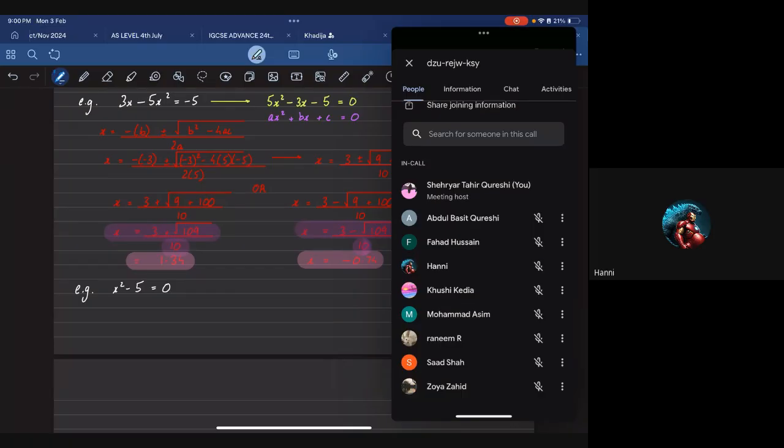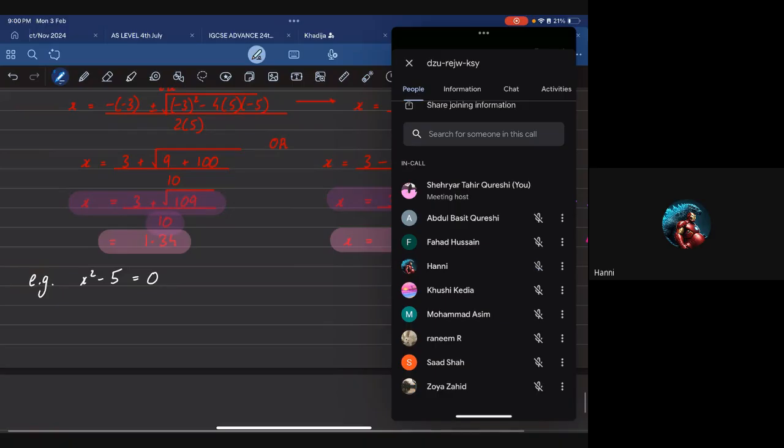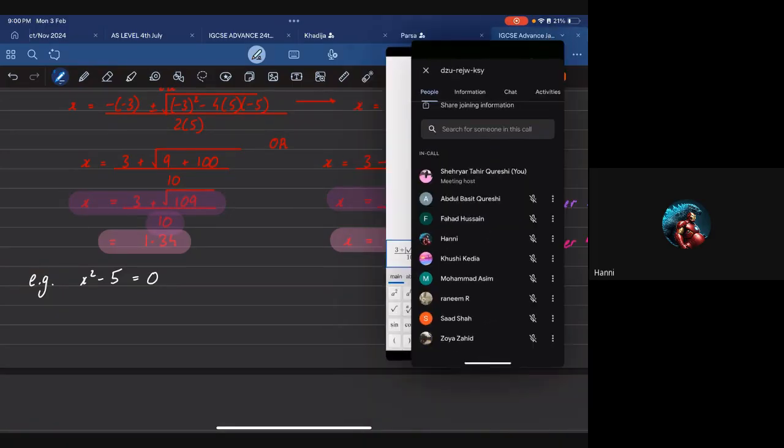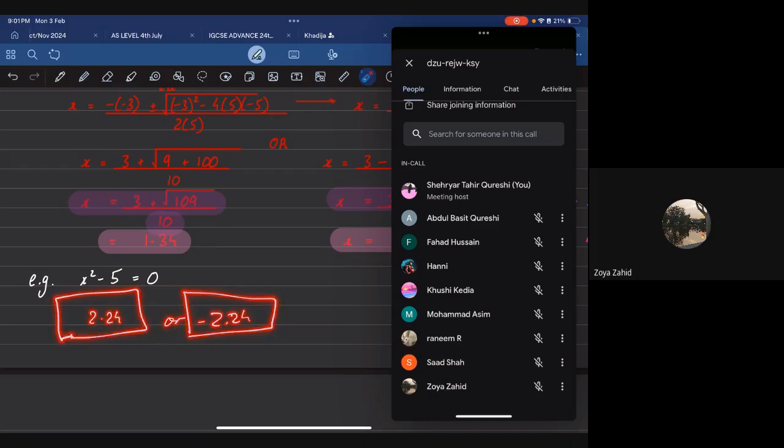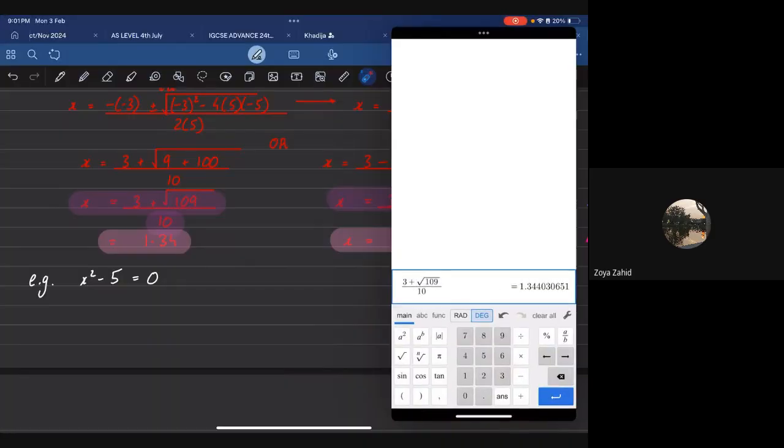Guys, tell me the answer to this. Come on. It should not take this long. Zoya, any answer to this? Yes, sir. I got x is equal to 2.24 and x is equal to negative 2.24. Wow, Zoya. Someone used a calculator on this. X is equal to 2.24 or x is equal to negative 2.24. Even though Zoya used a calculator, she's getting this answer.